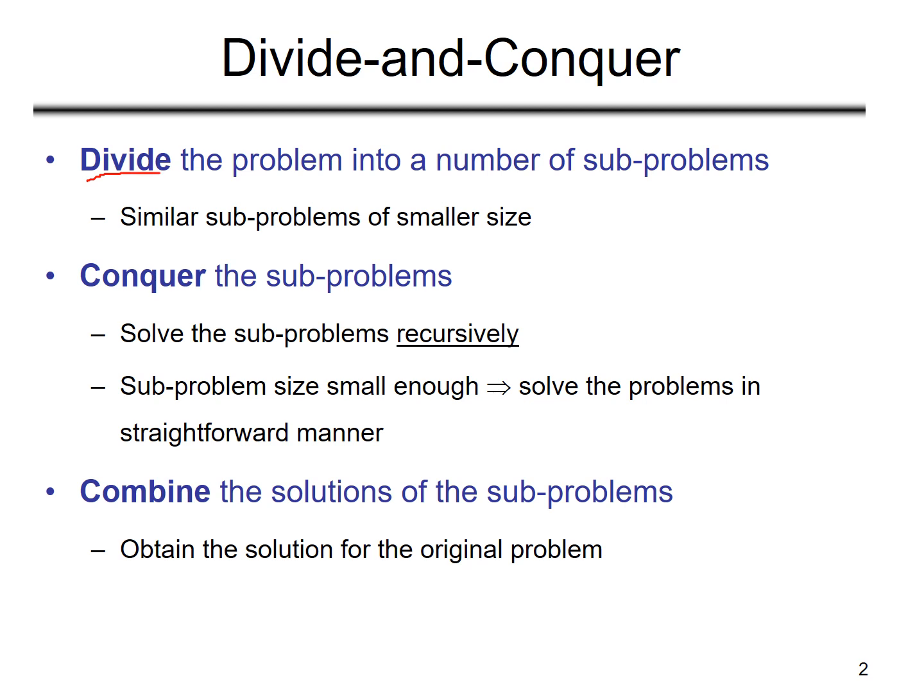The first is divide. The given problem is divided into smaller subproblems. We keep dividing the subproblem until we reach a stage wherein the size of the subproblem is small enough to be handled directly. The next is conquering each of the subproblems. That is, I need to solve each of these subproblems. Very often that is being done in a recursive manner.